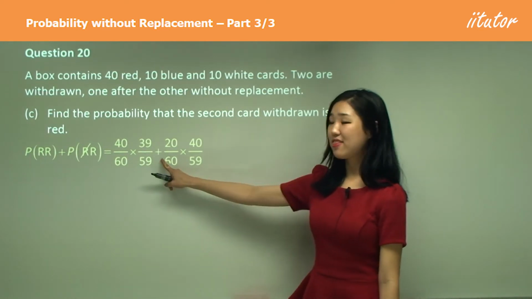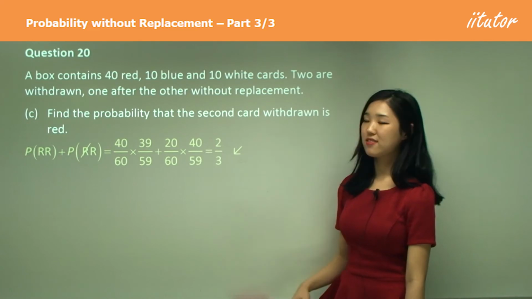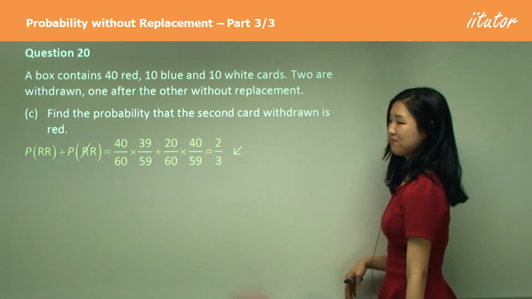Calculate that, you add them because it's this or this, so we add it, and then you can simplify it to 2 on 3. Okay, so do you get the idea?